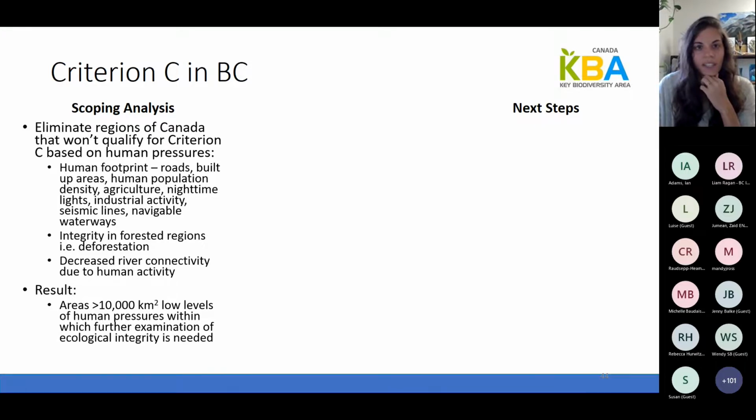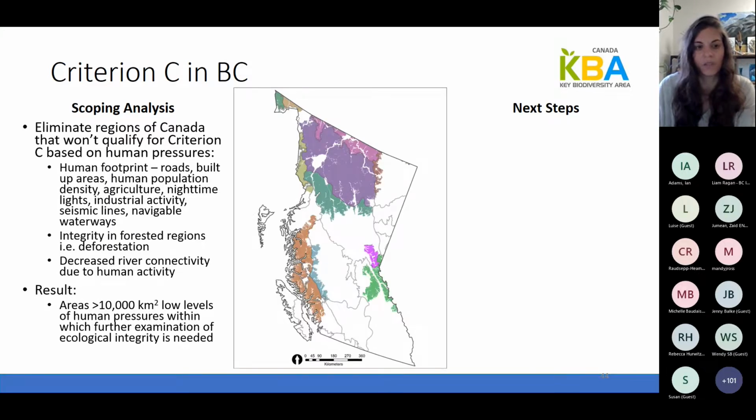So what we did was we collected a number of data layers representing human pressures, things like a human footprint, roads, cities, population density, agriculture, industrial activity. We have data on the integrity within forest regions of forests or a measure of deforestation, and then the connectivity of rivers and how that's been affected or decreased due to human activity. So we applied these data layers systematically across the country, and the result is areas of at least 10,000 kilometers squared where we have low levels of these human pressures.